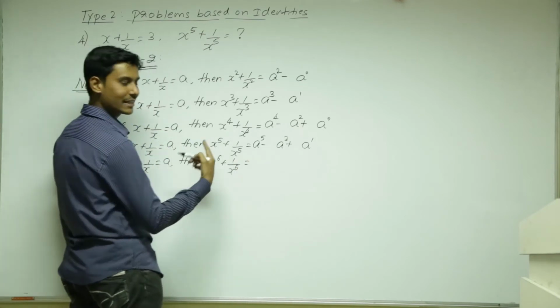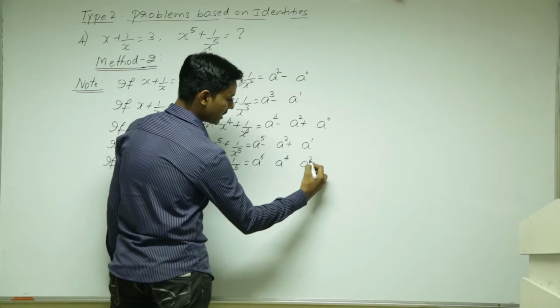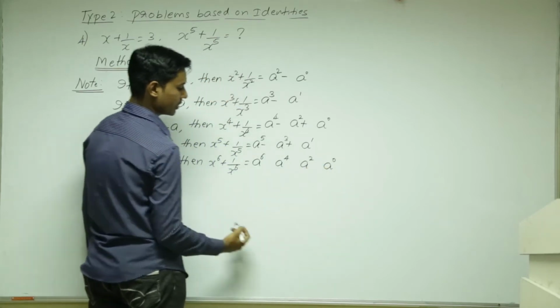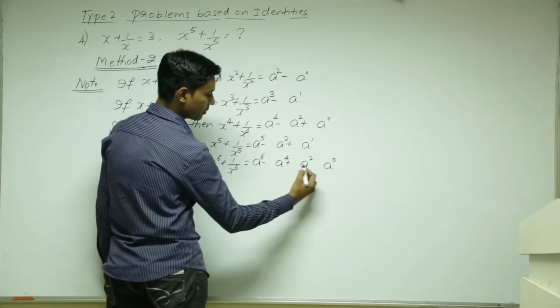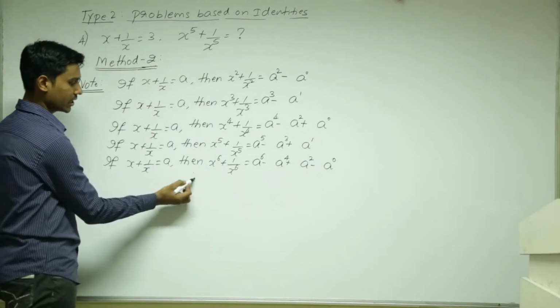If it is x power 6, it starts from a power 6, next it is a power 4, next a power 2, next a power 0. Alternatively plus, minus, plus, minus. Similarly, it keeps on continuing.